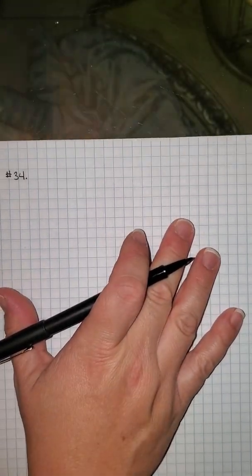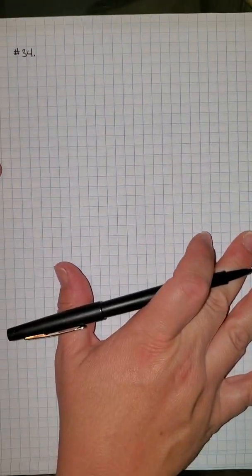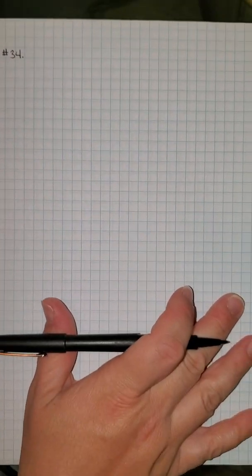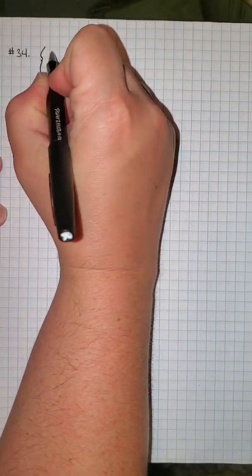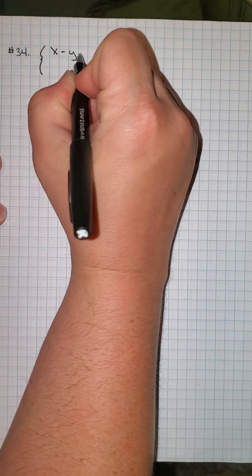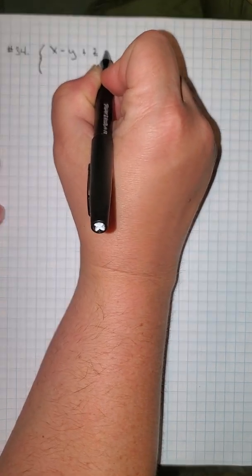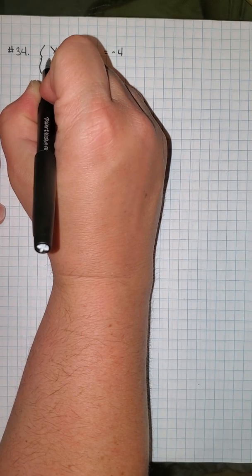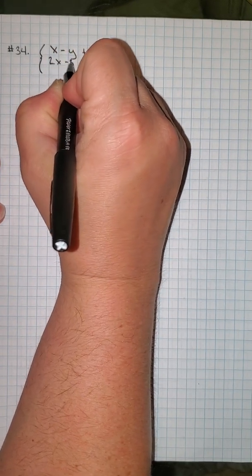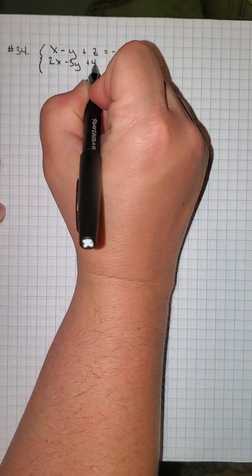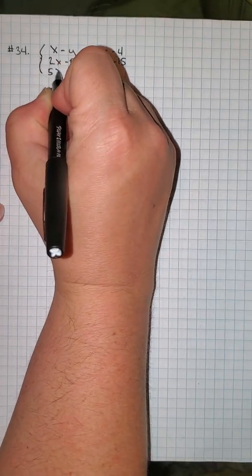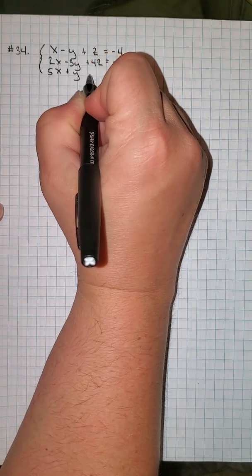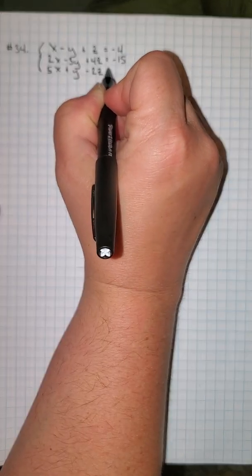Now 34 is a 3 by 3. I'm going to use Cramer's rule to solve it, but I'm actually going to use my calculator for this one. Okay, so we have 3 equations, 3 unknowns. X minus y plus z equals negative 4. And then 2x minus 3y plus 4z equals negative 15. And 5x plus y minus 2z equals 12.